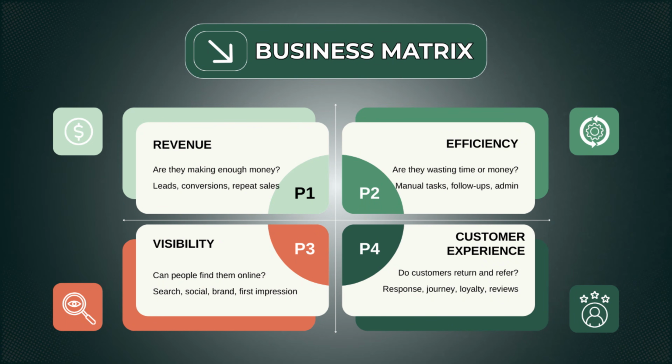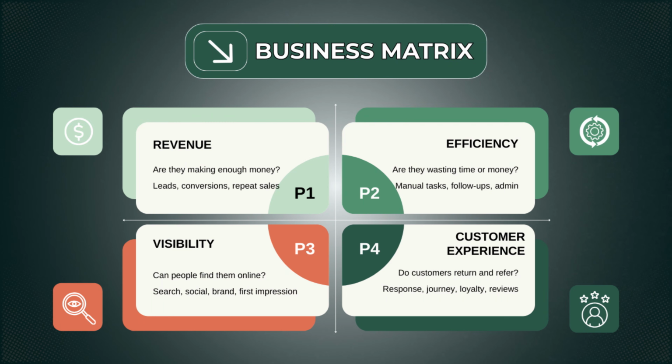But before I get to the price, let me show you another tool that I use hand in hand when I actually do calls with clients. I call this the business matrix. If you want to be successful in anything that you're doing, especially when you're dealing with clients, you need to speak their language. This matrix comes with 4 pillars: the revenue part, the efficiency part, the visibility part, and the customer experience.